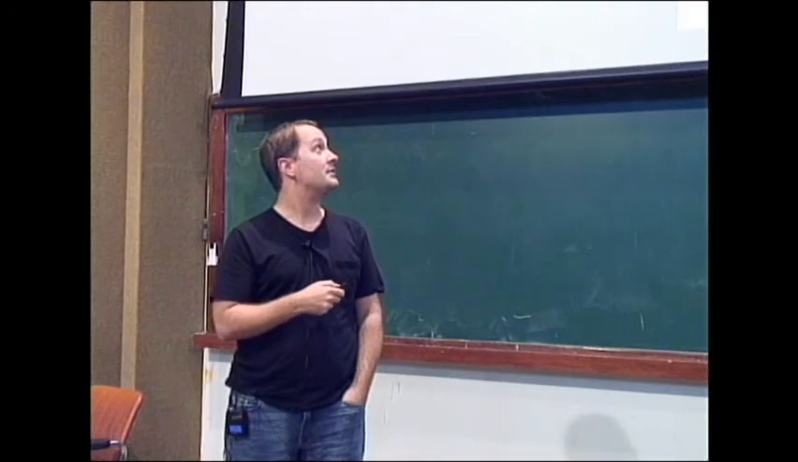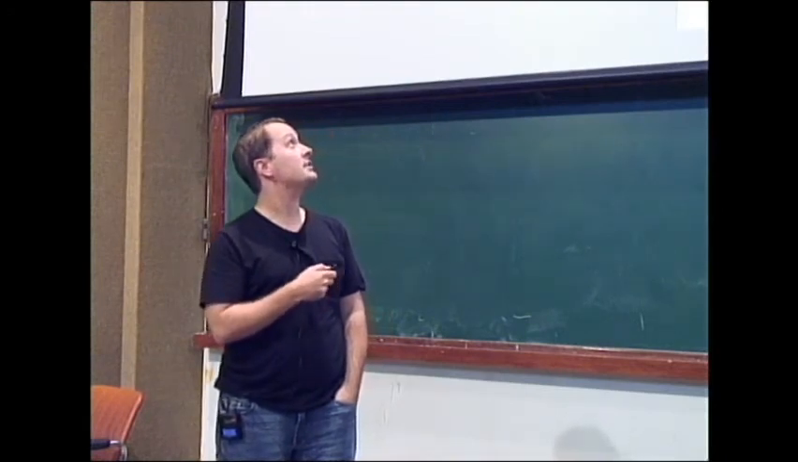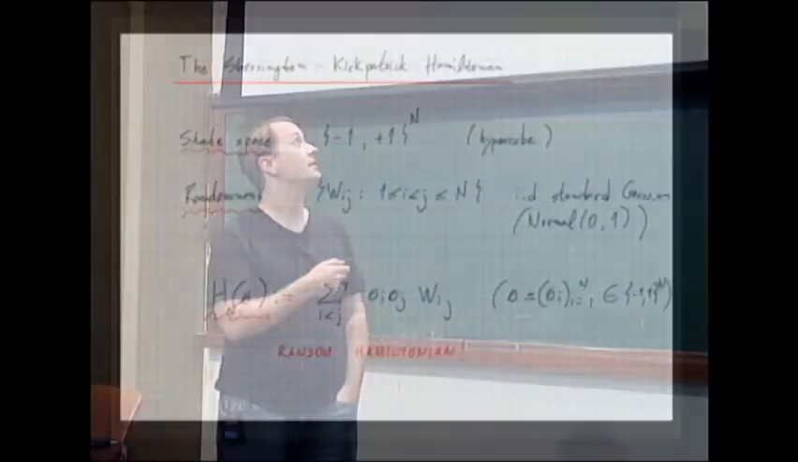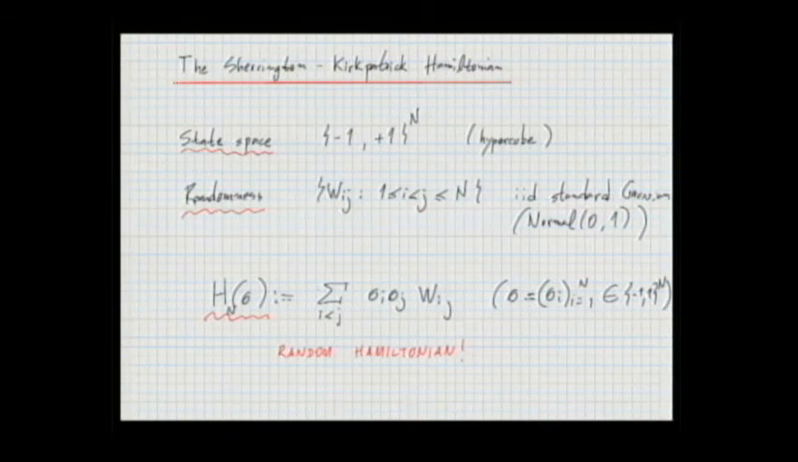So the SK model is just this very simple looking thing here. We have a state of spins, so we have n particles, and each has a state that's either +1 or -1, so that's like a discrete hypercube. We have these random variables which are i.i.d. standard Gaussian, and we consider this Hamiltonian, a function defined over this space, which is the sum of sigma_i sigma_j multiplied by these weights, which are Gaussian and random.